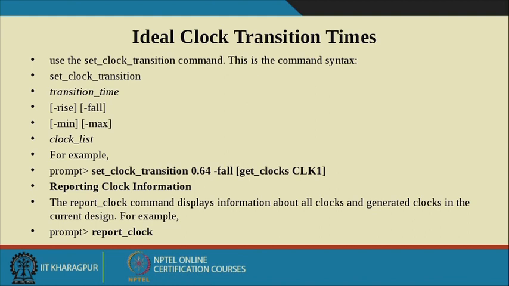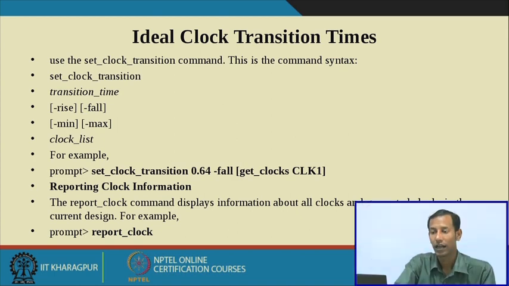So then what is the ideal clock transition time? By putting this command set_clock_transition with respect to rise or fall, you can set. Okay, so this will be the transition time, whether that is 0.4 or any value you can set. After doing that, to check the report on the clock you have created, you just write report_clock. The parameters you have set for the clock will be listed out.